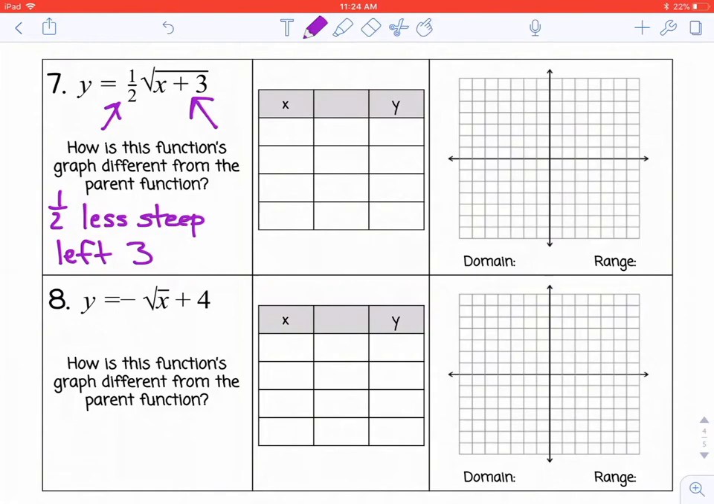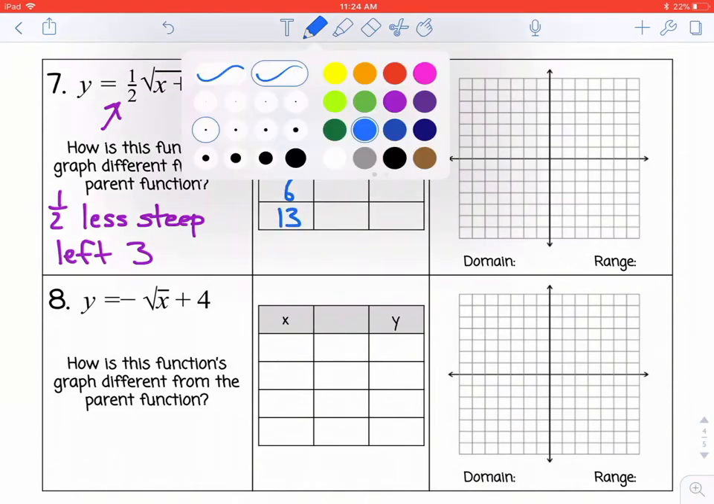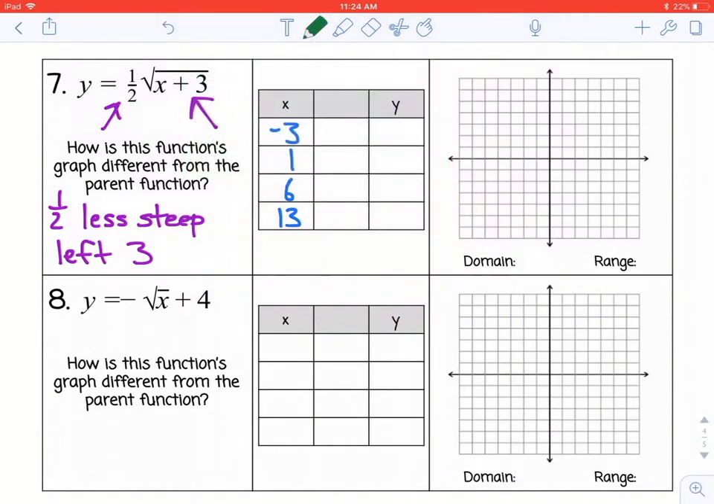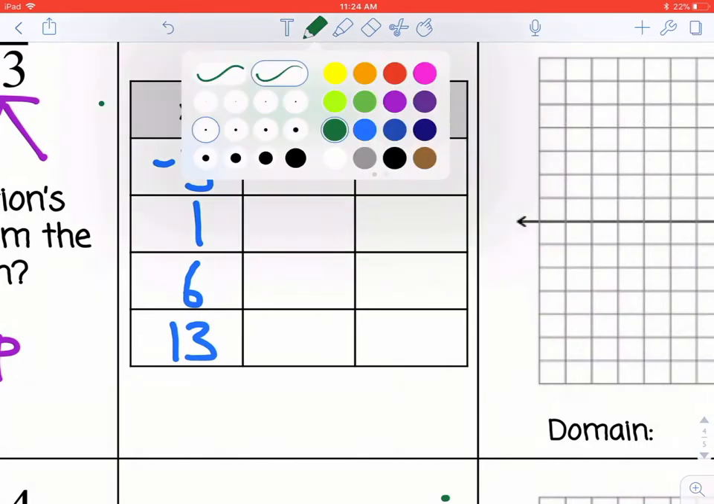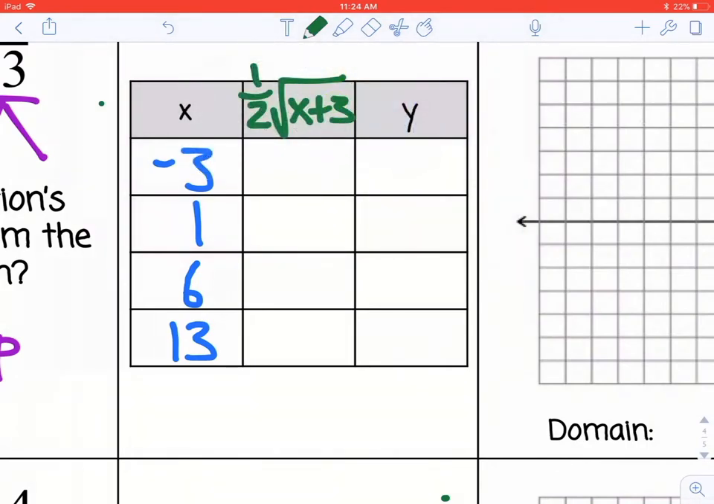I've already chosen some values that will be easy to plug in to save some time. So we have -3, 1, 6, and 13 that we're going to substitute for x. So let's plug into 1/2 times the square root of x plus 3. I'm going to zoom in for a minute to focus on this part.